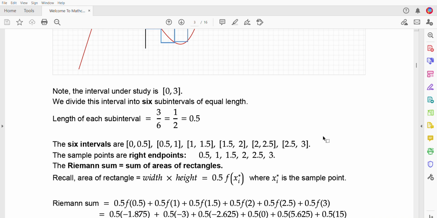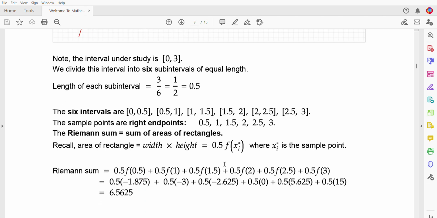The sample points are supposed to be right end points. So the right end point of the first interval is 0.5, from the second one 1, from the third 1.5, from the fourth 2, from the fifth 2.5, from the last one 3. What is the Riemann sum? It is the sum of the areas of these rectangles.